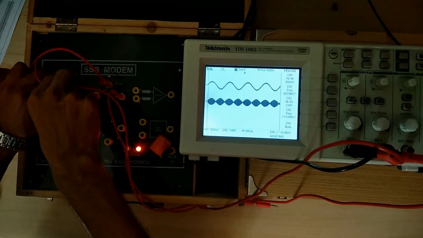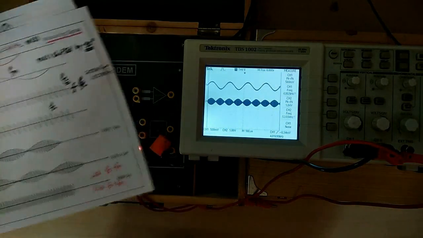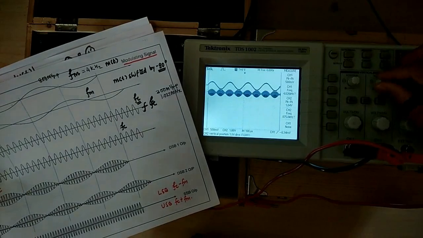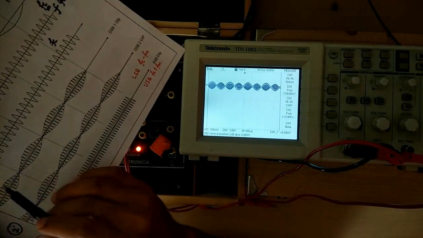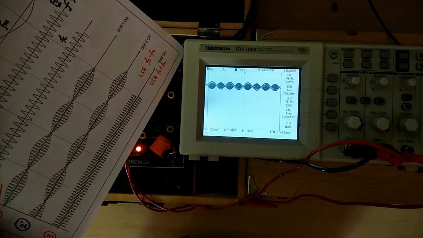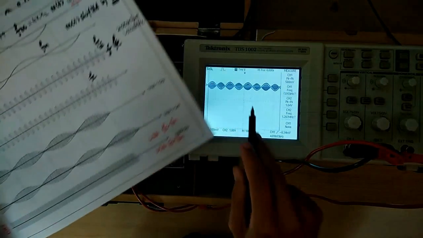This is the message signal, you can see here, and here it is the DSB-SC with respect to the message signal. This is with respect to the message signal, this is the DSB-SC signal. So you can see here also.